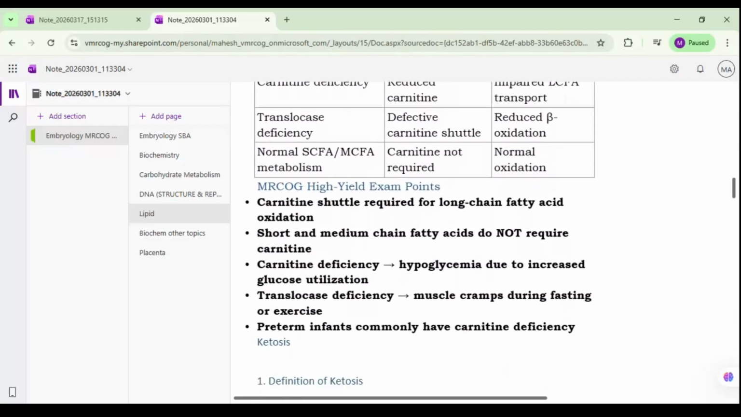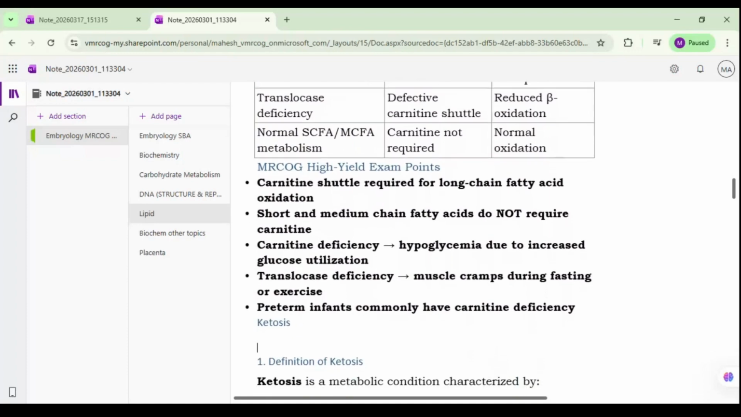So the take home message is that carnitine shuttle is required for long chain fatty acid oxidation. Short chain and medium chain fatty acids do not require carnitine. Carnitine deficiency leads to hypoglycemia due to increased glucose utilization. Translocase deficiency leads to muscle cramps during fasting or exercise, and preterm infants commonly have carnitine deficiency. Okay, so that finishes one of the major topics from the lipid metabolism.